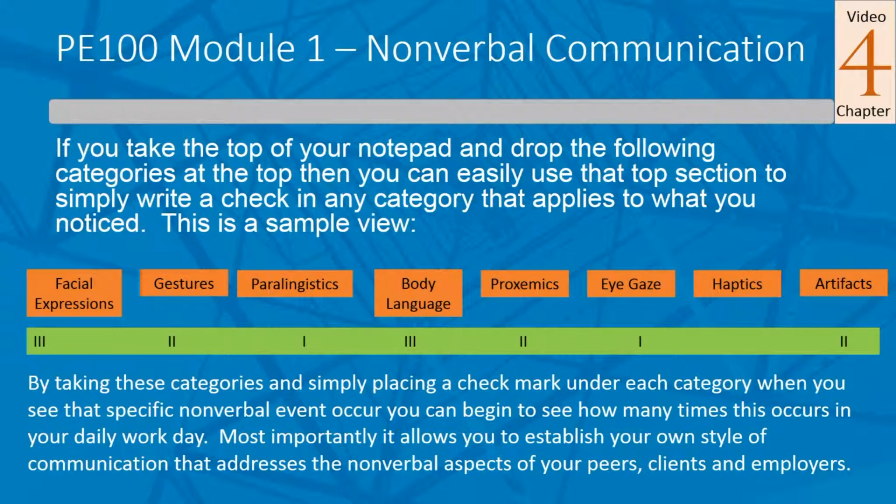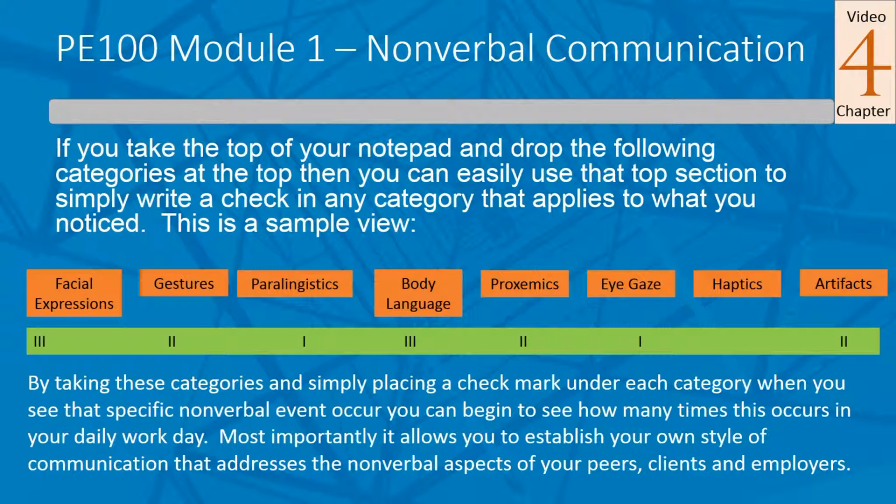Now, here's just an idea of how you can easily come up with a study on this. Take the top of your notepad and drop the following categories at the top. We have facial expressions, gestures, paralinguistics, body language, proximities, and so on. Every time you see somebody do that, just put a little line underneath facial expressions or gestures or whatever it may be.